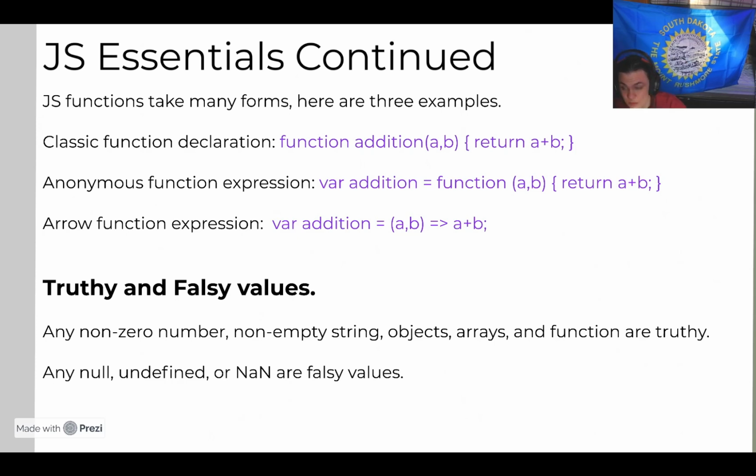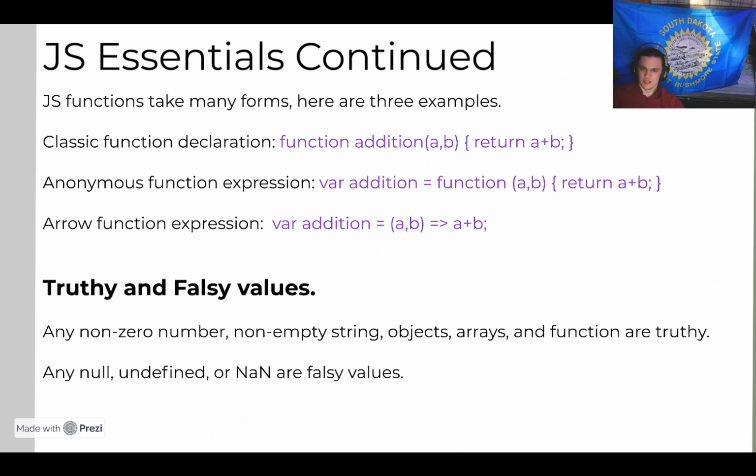And lastly, we're going to talk about truthy and falsy values in JavaScript. There's a few fun online JavaScript quizzes that give you these crazy questions and they say, is this going to be true or false at the end of this? So the basic rules are any non-zero number, non-empty string, objects, arrays, and functions, those are all truthy. Any null values, undefined, or not a number are falsy values.